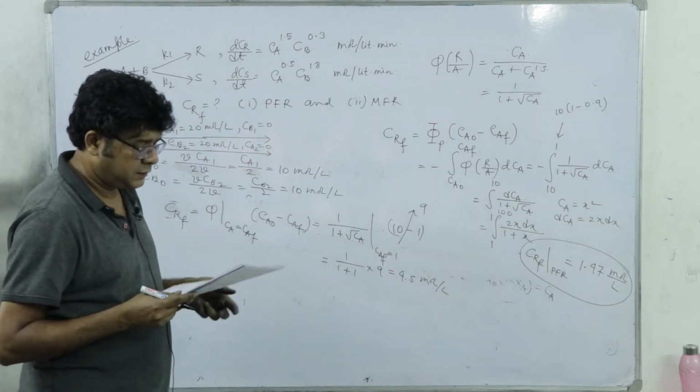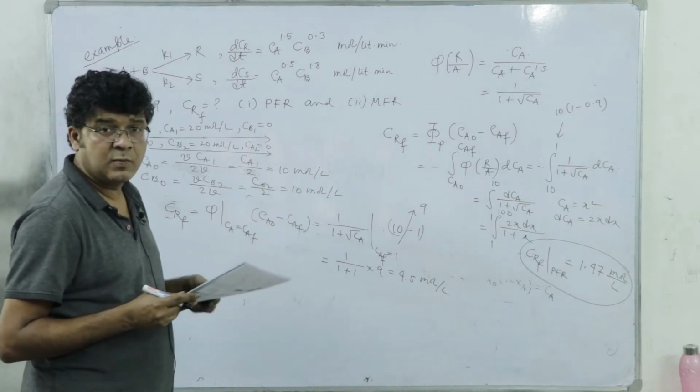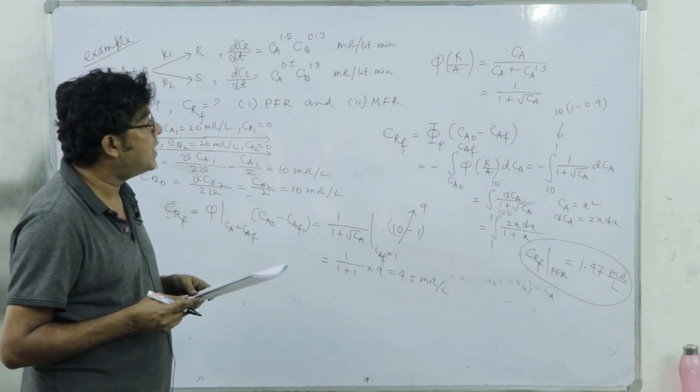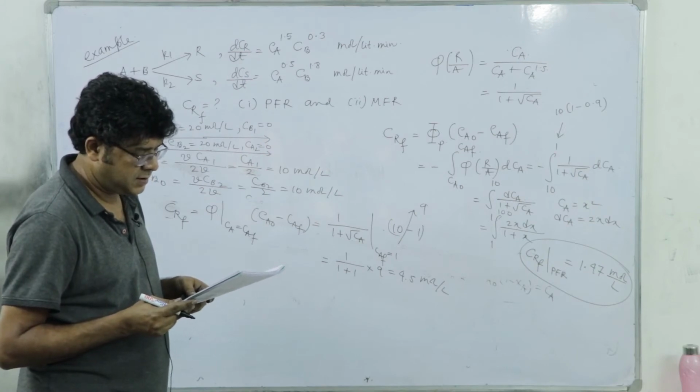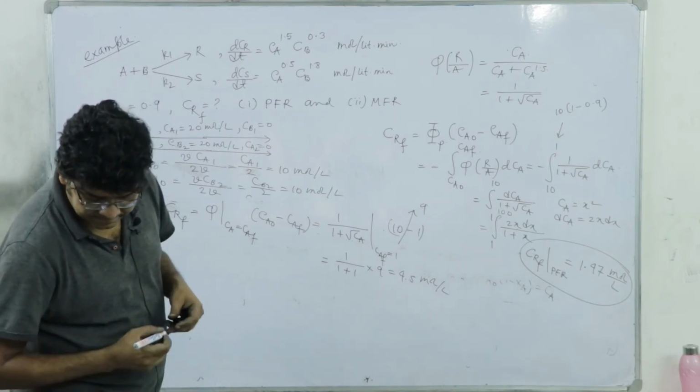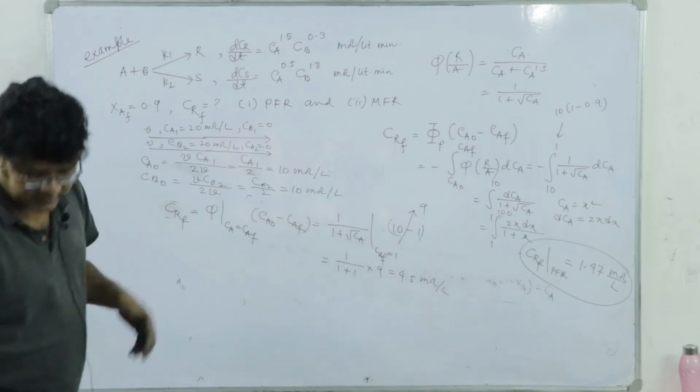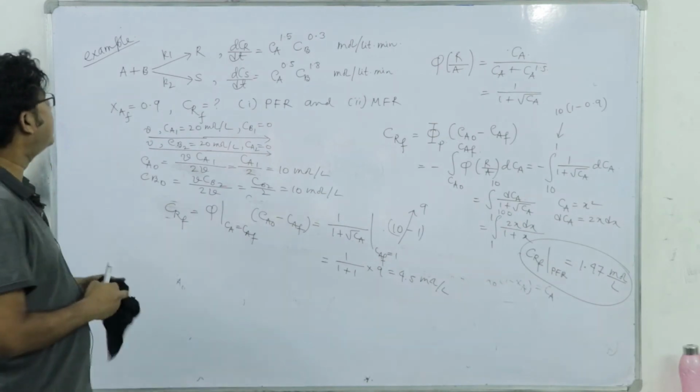So it shows that MFR is giving you a much better yield compared to that of PFR. Okay. Next, solve another problem of a similar type.